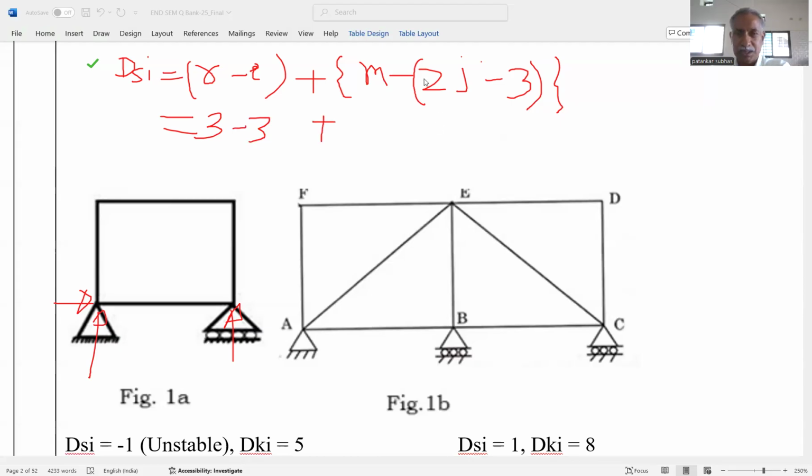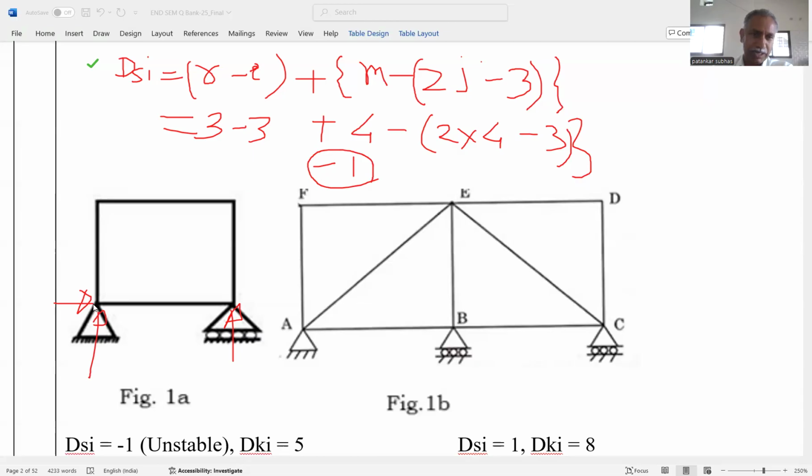But about the internal, M, the number of members, is 4, minus 2 multiplied by the number of joints, which is also 4, minus 3. So 4 multiplied by 2, 8 minus 3, that's why we get 5. So 4 minus 5, it is minus 1. So the minus sign indicates the truss, or we can say the frame, is unstable. And if we apply at least one more member, then it will be stable. So this is the degree of redundancy, it is minus 1.